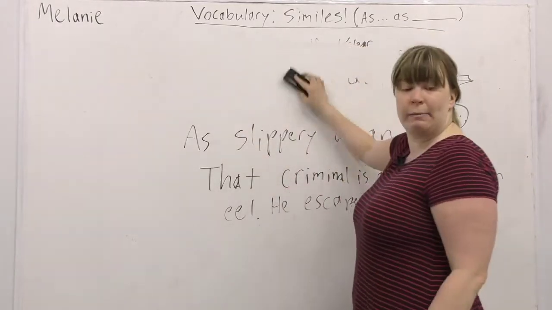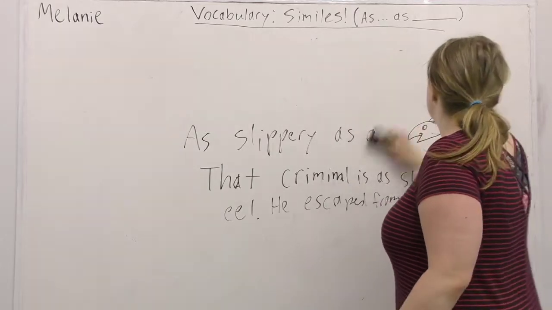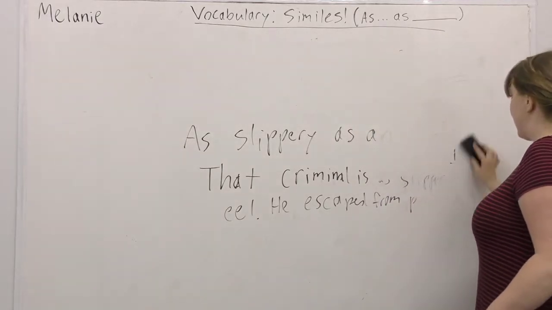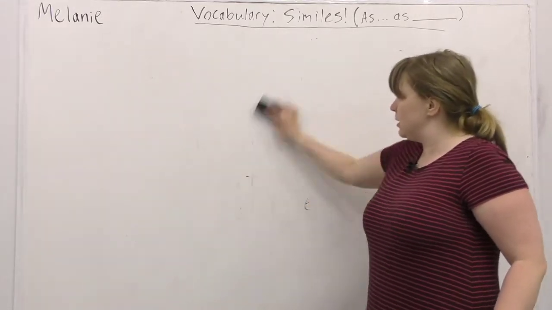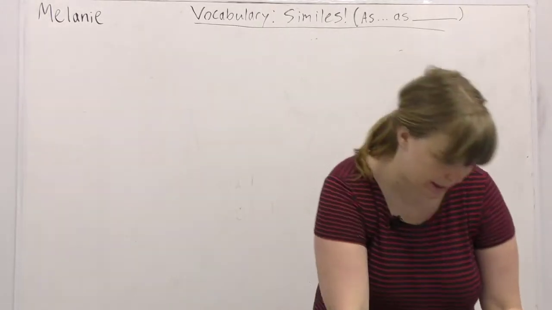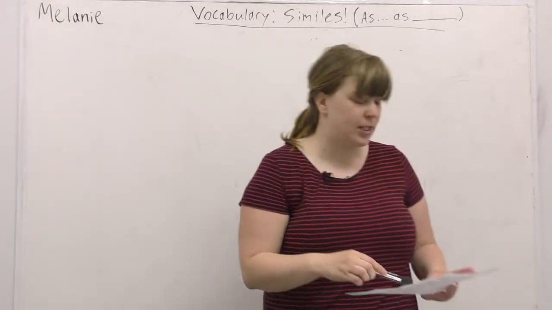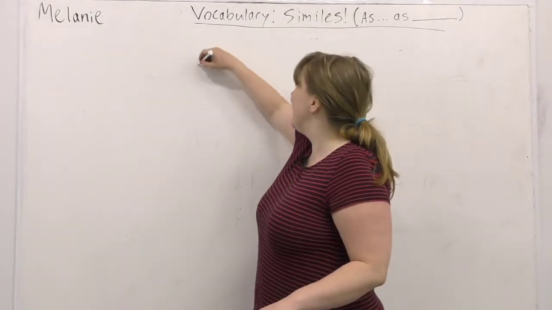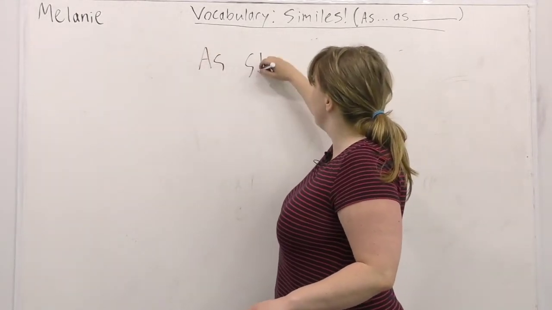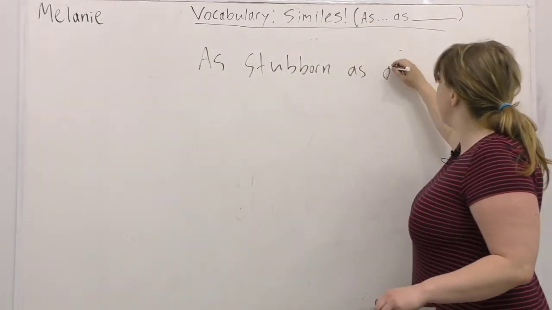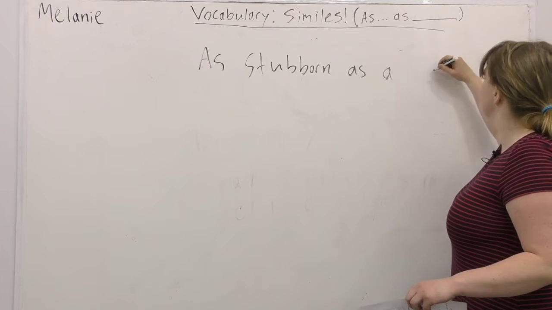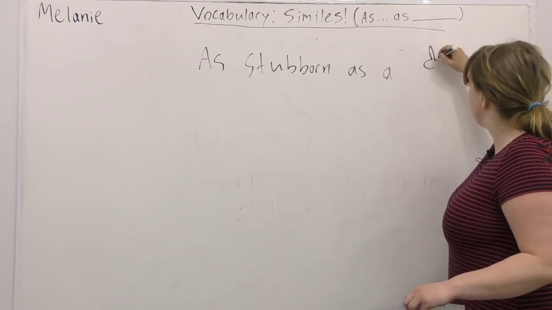Okay, I think we have one more simile, and then we're gonna move on to a little bit of an exercise. Okay, last one. As stubborn as a mule. Okay. As stubborn as a. Okay. So this is the animal.